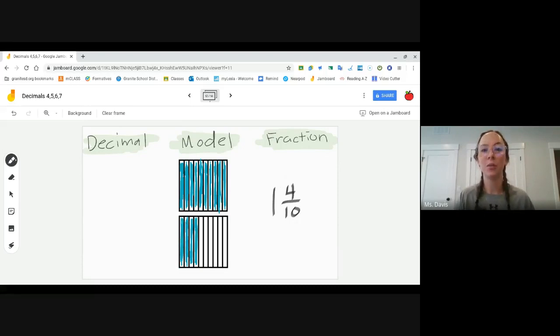So I'm going to start by working with the whole number, which I can see in the model. I have a whole piece shaded in, which tells me I have 1. Then I'm going to go to the decimal point. Whole numbers stay on the left side of the decimal because they are whole numbers. The right side of the decimal is where fractions happen. Left side is whole numbers, right side is fraction pieces. So they kind of get separated, which is kind of cool.